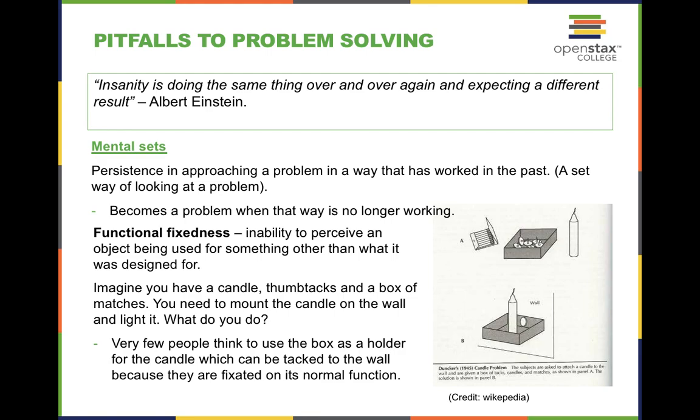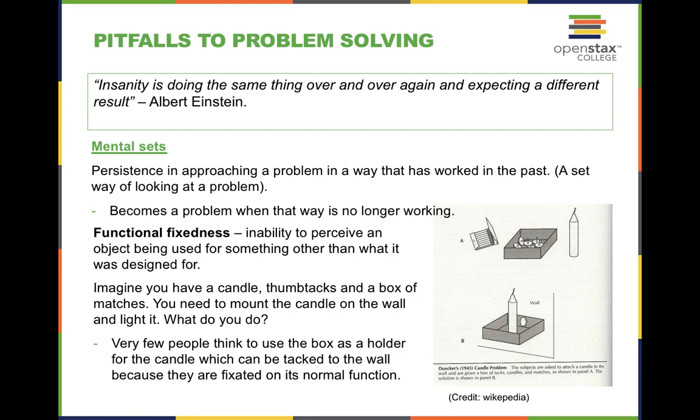Now, if you're like me, you probably suffer from what's known as functional fixedness. This is some people's inability to see things as being utilized for anything other than what they were intentionally supposed to be used for. As you can see to the right in figure A, you'll see some matches, a box of thumbtacks, as well as a candle. Now, if I were to ask you, what I want you to do with those three items is mount that candle on a wall and light it.